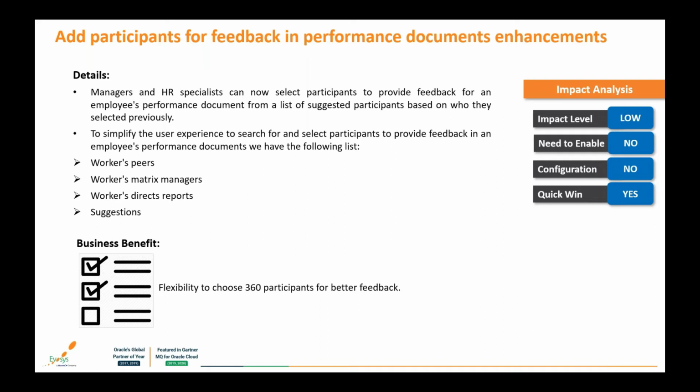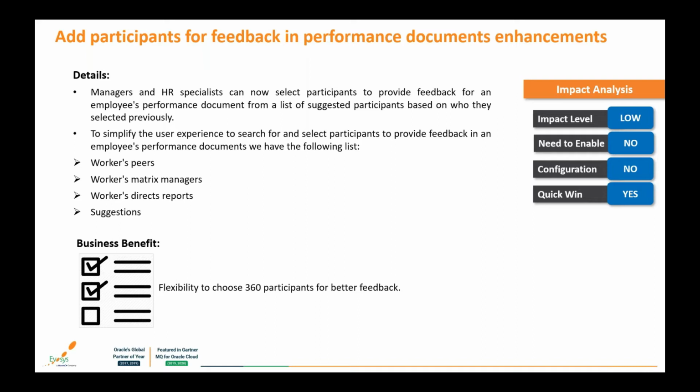We will get a list of attributes in 21A if we are enabling it, which gives us an option to directly select the worker's peers, that is, who are working parallelly with that employee, the matrix manager, like the indirect managers if we need feedback from them. In case the worker has direct reportees and we need feedback from them in the performance document, we can get them. And if we need suggestions from any other employee or worker in the organization, we can get those too.